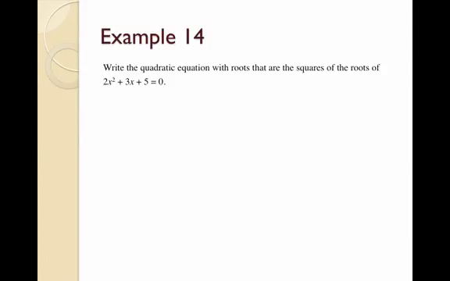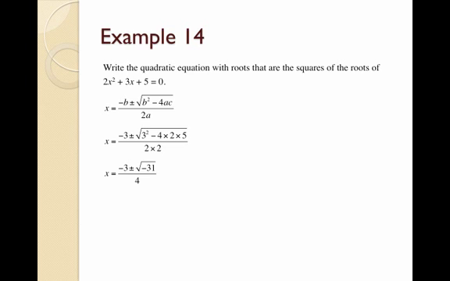Now let's look at an example. Example 14 asks us to write a quadratic equation with roots that are the squares of the roots of 2x squared plus 3x plus 5 equals 0. Now, we could try to do this first without using what we are learning today, but we would have to find the roots using the quadratic formula so we can square them for our new equation. But unfortunately, we run into the problem that the arithmetic under the square root sign, which we call the discriminant, will give us a negative answer, which we cannot square root. So we will need to find a different method.